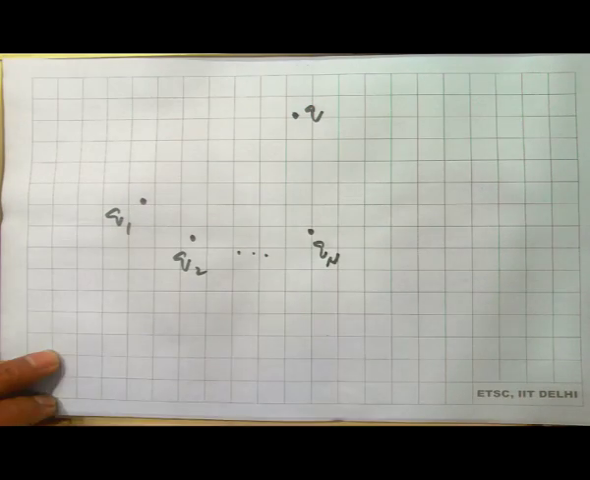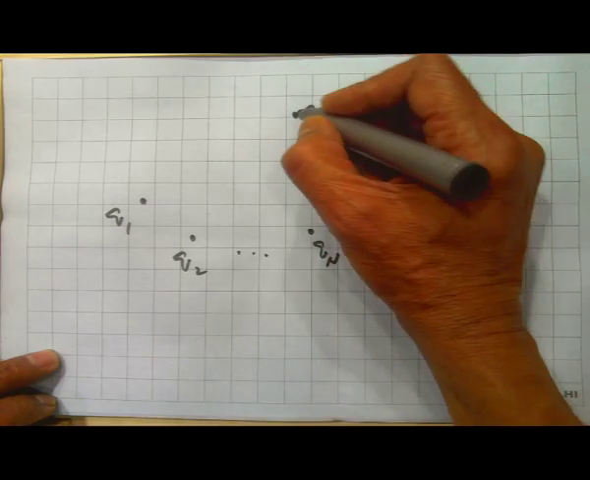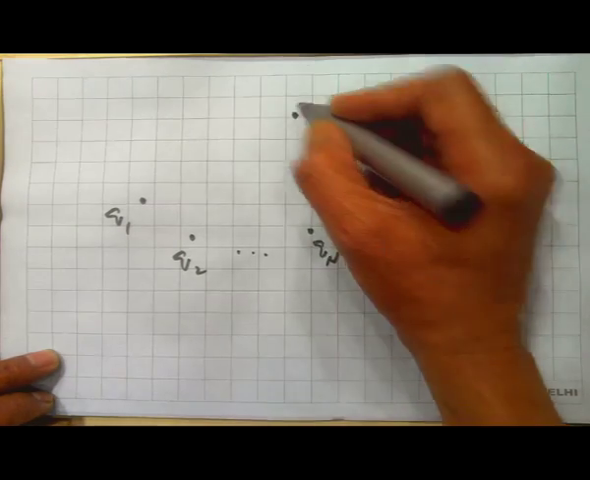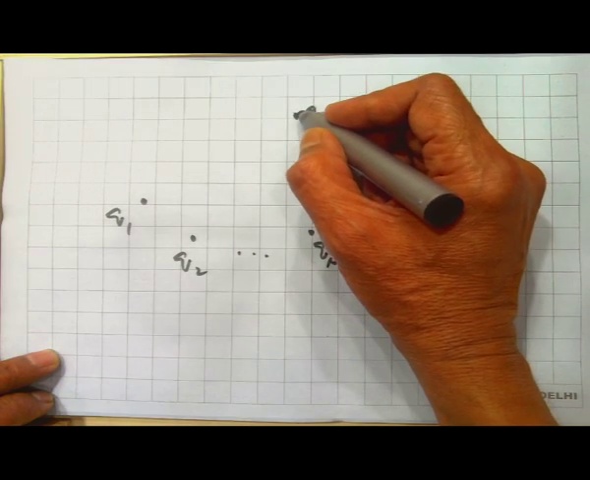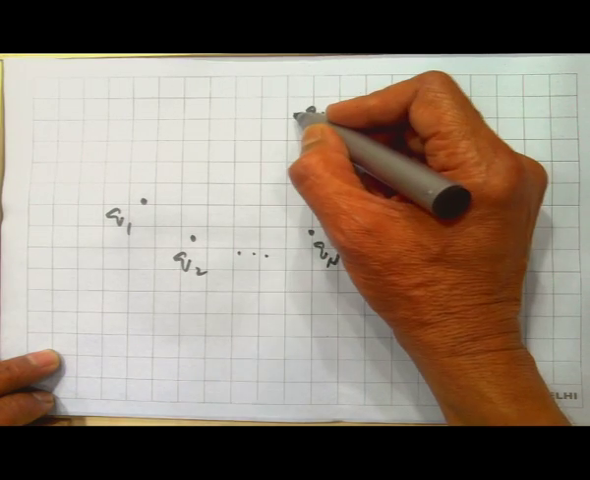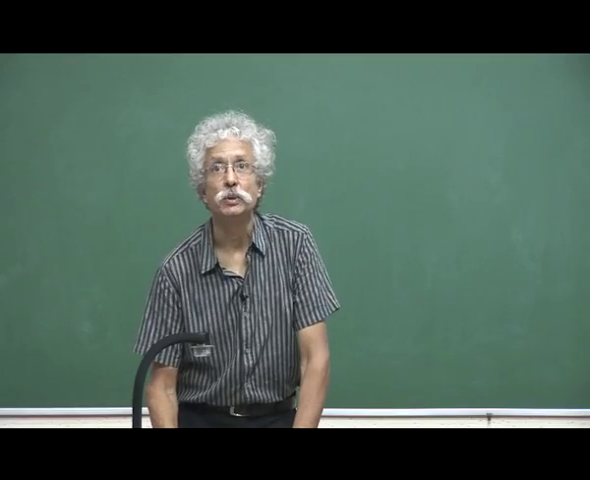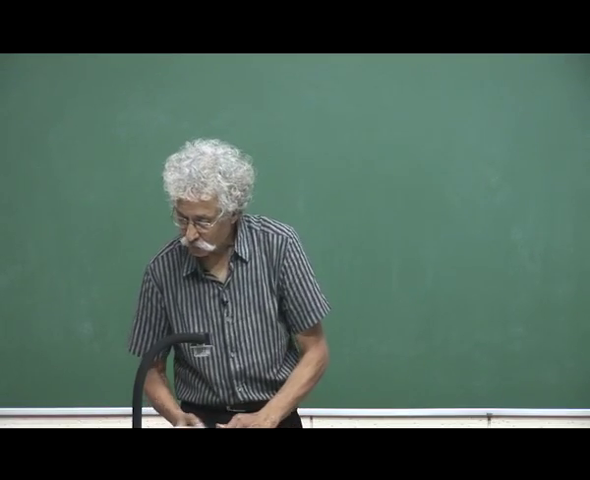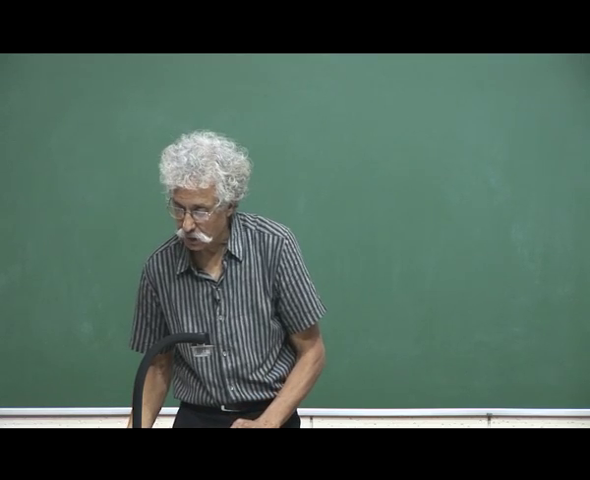So, in this definition, I can also define the electric field at this point as the force felt by a charge in the limit of the charge going to 0. So, this definition I can use.